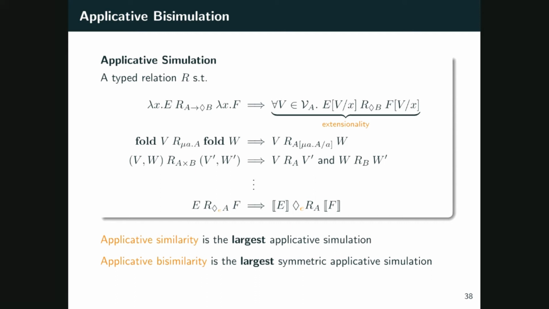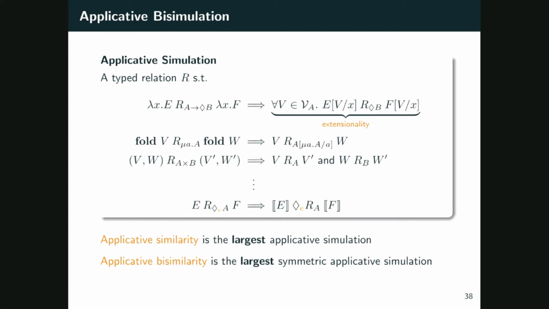All right, now we have all the pieces, all the mathematical machinery to define applicative simulation. We have the same clauses as before, and now we require that if two computations are related, then we evaluate them, and the results must be related according to the relator. And because relators are monotone, they give rise to monotone operators on relations, so we can define applicative similarity coinductively as the largest applicative simulation, and applicative bisimilarity as the largest symmetric applicative simulation.